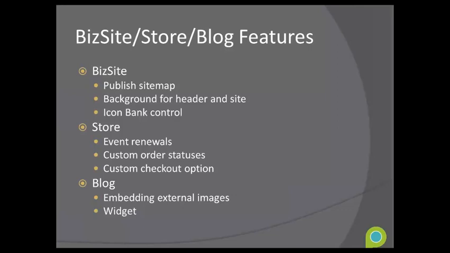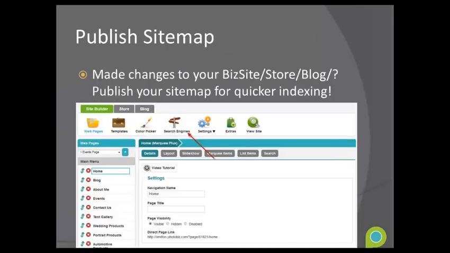The first thing we're going to cover is publishing your sitemap. So this really comes in handy if you make any changes to your website. I recommend, if you do make any changes at all to your website, to go under the search engine section, which I have the arrow pointing to here. It's going to take you into your search engine section. You're going to see the Publish Sitemap button.